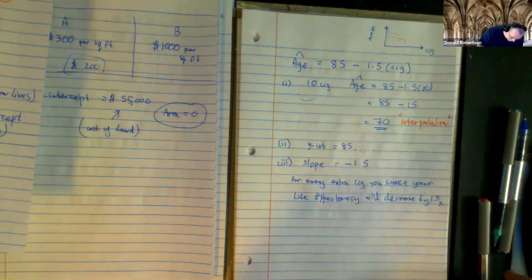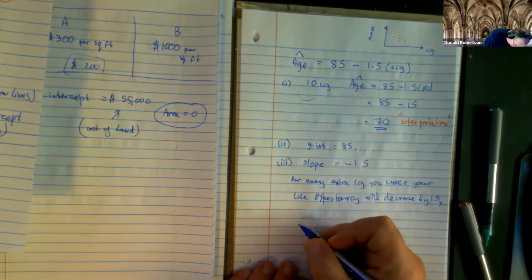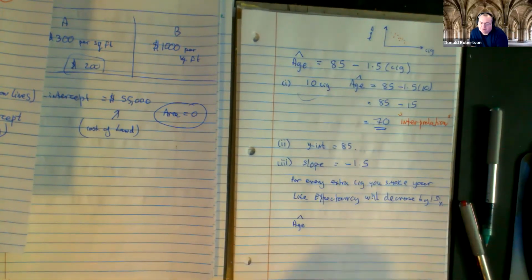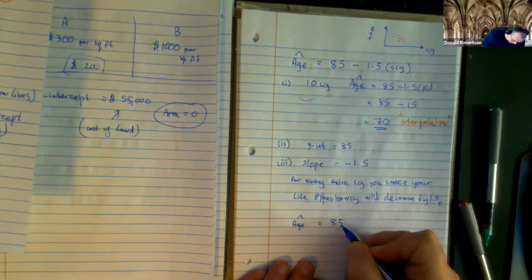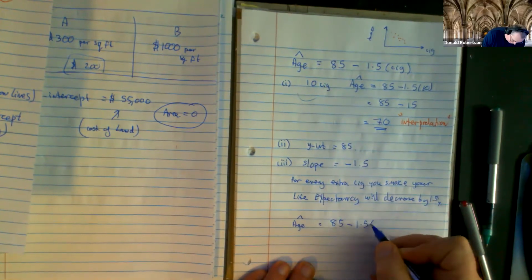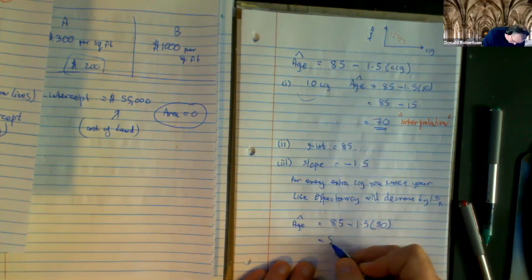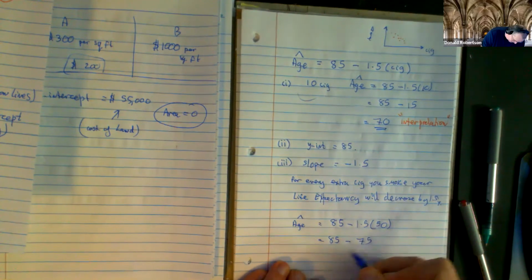Now I'm going to do something really stupid. I'm going to find the predicted age of someone who smoked 50 cigarettes a day. Well, the formula is 85, take away 1.5 times 50 cigarettes a day. And that's 85, take away 75, and that is 10.